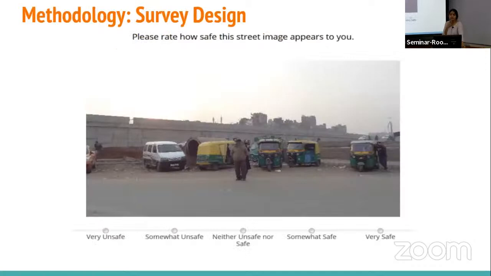This is the kind of question that I'd ask you if you were a student who took the survey. You see this picture, and then you are asked, please rate how safe this street image appears to you. And you have this Likert scale. Very simple question. We track their response times, for how long they take to answer each question, and of course we track their answers. For a subset of questions, these images were at night. And for a subset of 10 questions, after this scale, we asked what the attributes are. So that's the data.